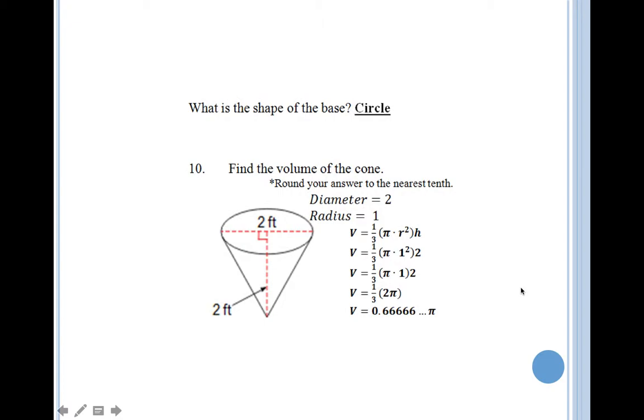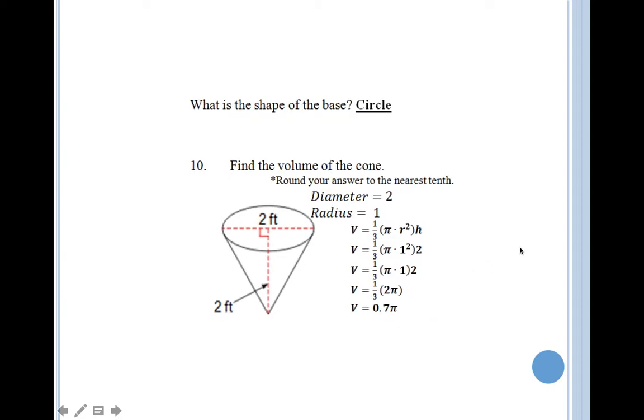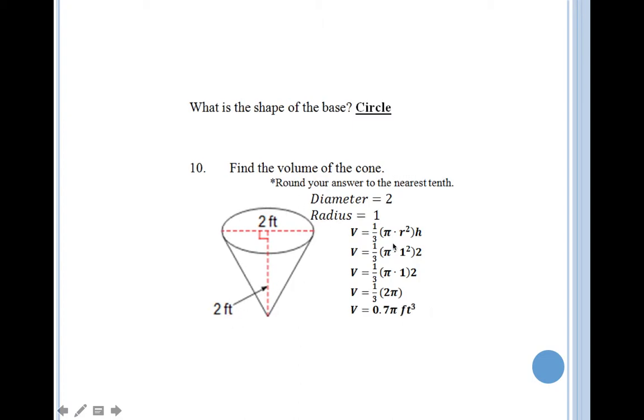That gives me 0.6 repeating. Again, I want this one to the nearest tenth. So I'm going to look at my tenths place. Look at the next place value, which is a 6. It's going to tell me to round up. So I'm going to round this to 0.7. Don't forget your pi. Bring it down. It's important. Last thing, look at your units. Feet cubed. Volume's always cubed.